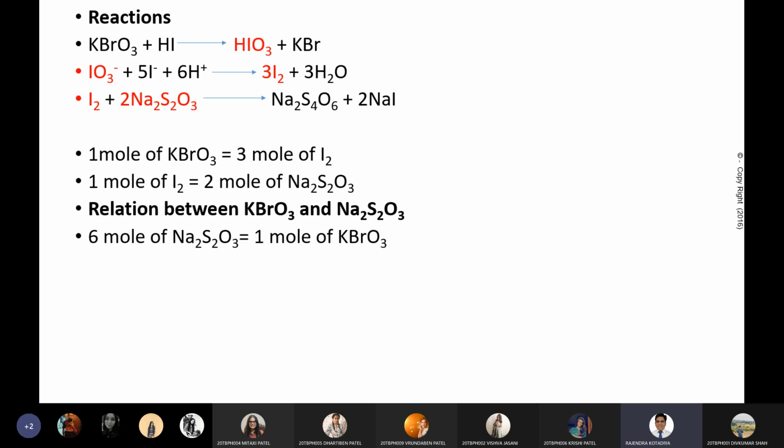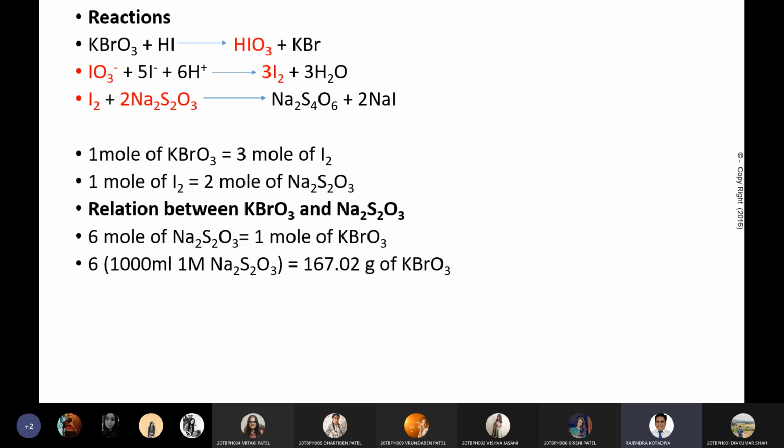Okay, so based on the definition of molarity, can we write like this? Yes, sir. If it is 1 mole, then it is 1000 ml of 1 molar Na2S2O3 solution, but here it is 6 moles, so 6 times 1000 ml of 1 molar Na2S2O3 is equivalent to 1 mole of KBrO3, which we can convert into its gram form.